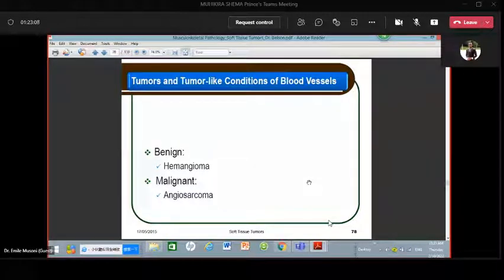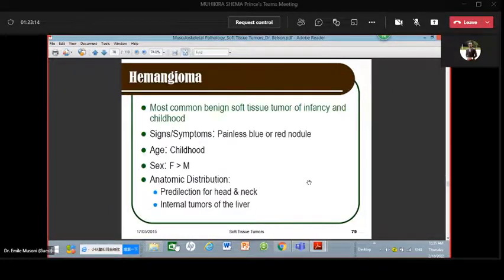Tumors of the blood vessels, when benign, are called hemangioma, and when malignant, are called angiosarcoma. Hemangiomas are the most common benign soft tissue tumors in infants and childhood. They are painless blue-red nodules. The location of those tumors is the head and neck, and some internal tumors of the liver in adults. This is an image of the hemangioma.